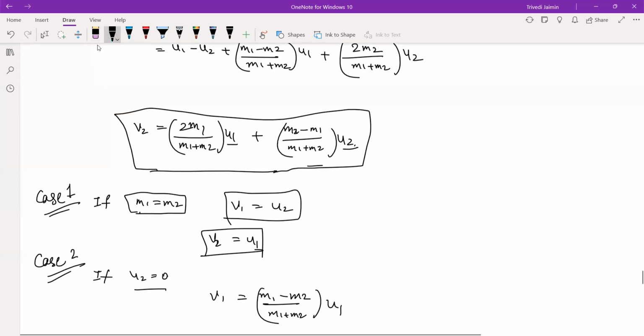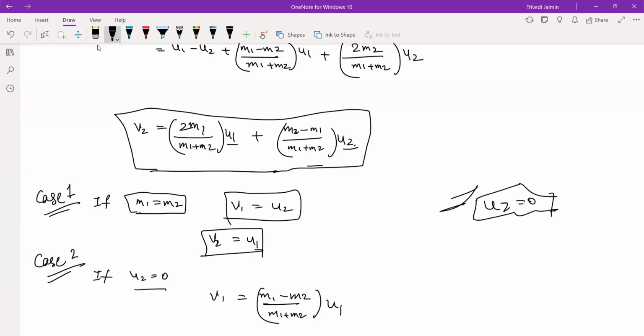So you have to substitute U2 as 0. Exactly. V1 is equal to (M1 minus M2) by (M1 plus M2) into U1. And V2 will be? For V2, you found V1. Now V2 will be 2M1 by (M1 plus M2) into U1.